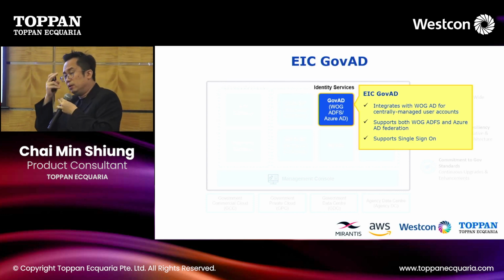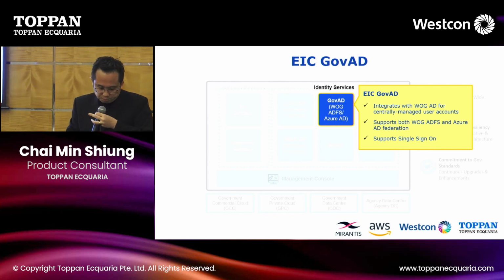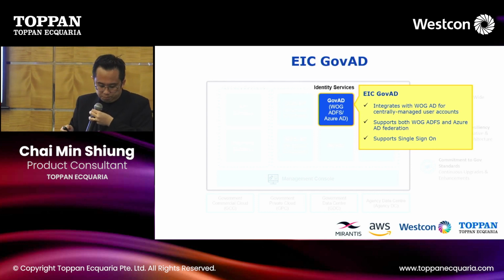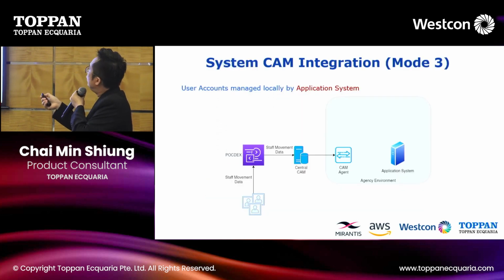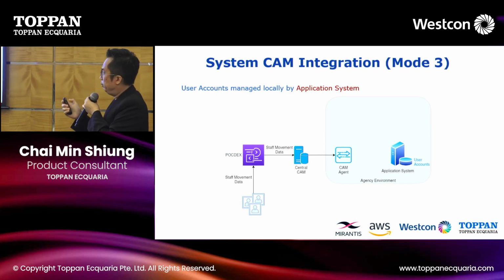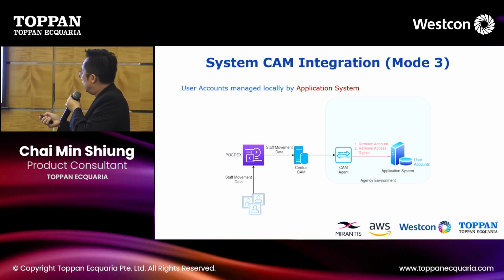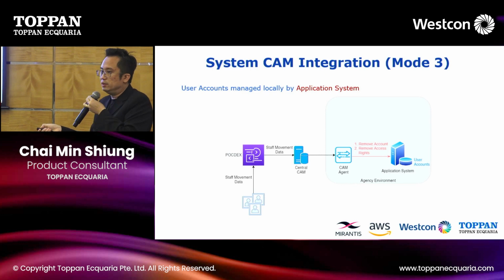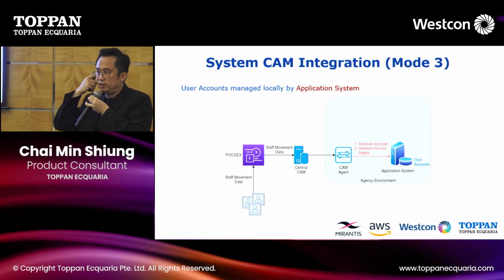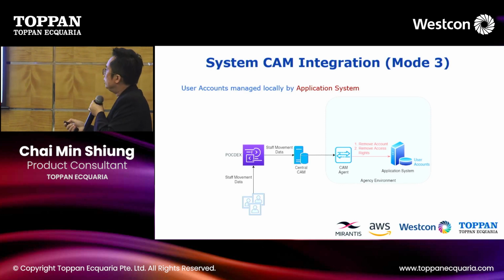So I'm going to talk about 3 modes of authentication that are defined by GovTech, so that you can understand why we should authenticate against the GovAD. I will move from mode 3 to mode 1, because mode 1 is actually the preferred mode that GovTech wants us to go to. Mode 3 is defined by GovTech as user accounts managed locally by your application system. Let's say you have an application that you're developing, your user accounts are being managed by your application system, and authentication is done through your application system. If a staff leaves the service, your application needs to handle both the removal of the account as well as the access rights of the account. There's a risk here that your user account will not be synced with your WOG AD.